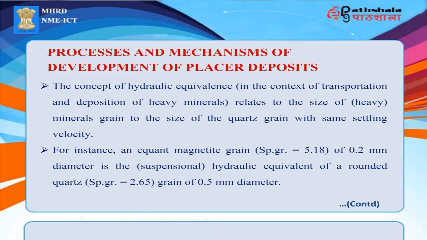The concept of hydraulic equivalence in the context of transportation and deposition of heavy minerals relates the size of heavy mineral grains to the size of quartz grain with the same settling velocity. For instance, an equant magnetite grain with specific gravity 5.18 of 0.2 millimeter diameter is the hydraulic equivalent of a rounded quartz with specific gravity 2.65 of 0.5 mm diameter.